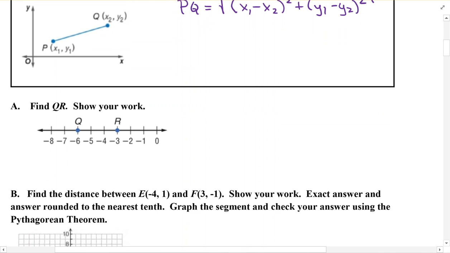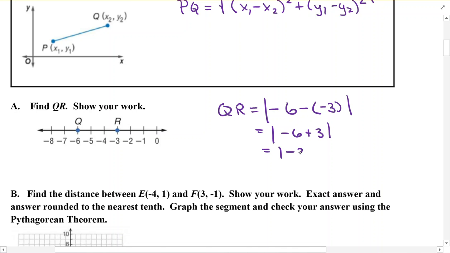So for problem A, we're asked to find the distance of QR. QR would be the absolute value of the difference between the 2 points. So -6 minus -3, which is the absolute value of -6 plus 3, which is the absolute value of -3. So the distance QR is 3.